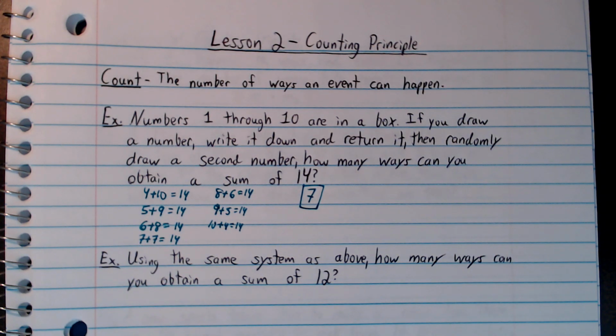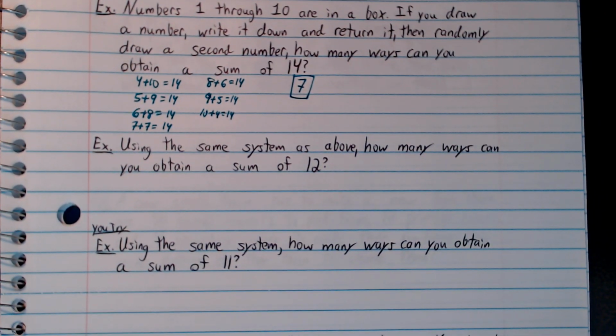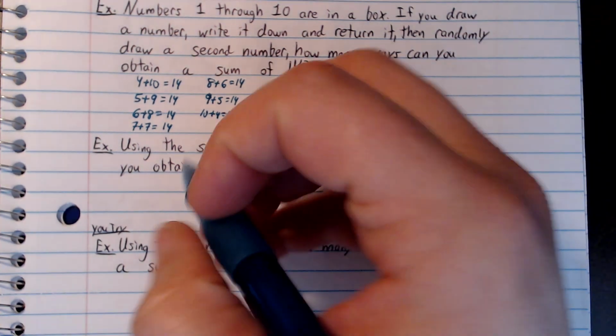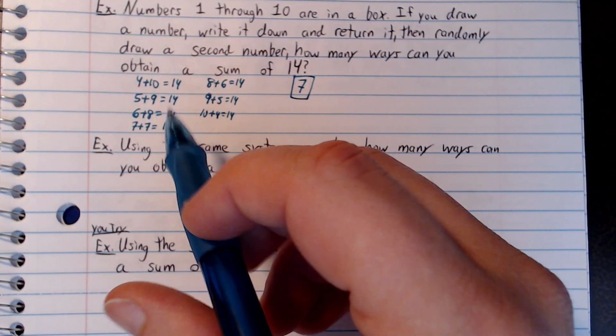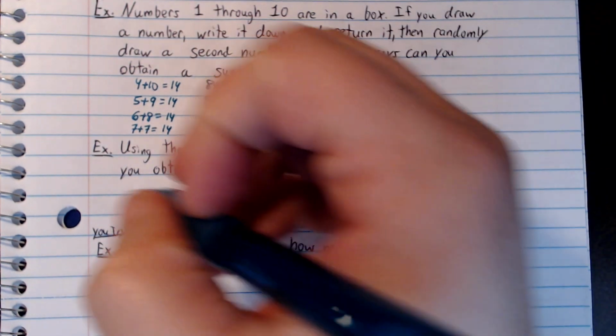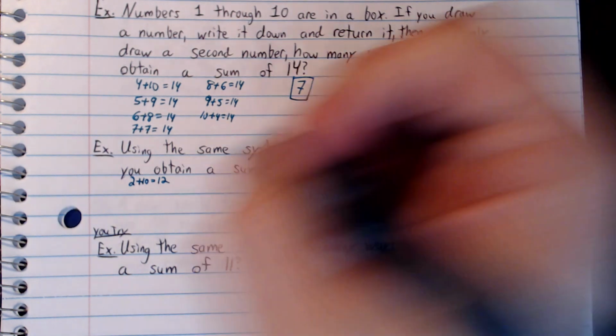Remember, order right now somewhat matters because they're saying that you pull the number out first and then put it back. So it doesn't matter which way we're pulling these out. So using the same system as above, how many ways can you obtain a sum of 12? All right, well, now we're going to start again with the lowest number, which is 1. 1 plus 10, the highest number, is 11, so it still doesn't work. But if we start with 2, 2 plus 10, that gets us 12.